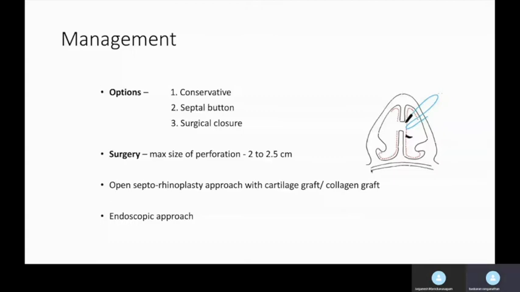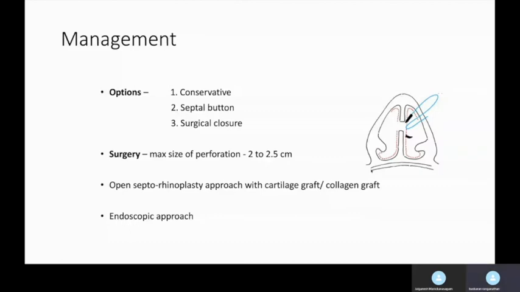Surgical closure is possible, but again, this depends on where the perforation is positioned and the size of the perforation. Ideally, if this is less than 2 centimeters, the success of the surgical closure is high. If it is about 1 to 1.5 centimeters, we can achieve closure in 80 to 90% of the patients.